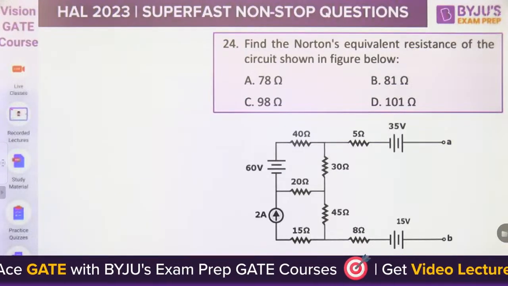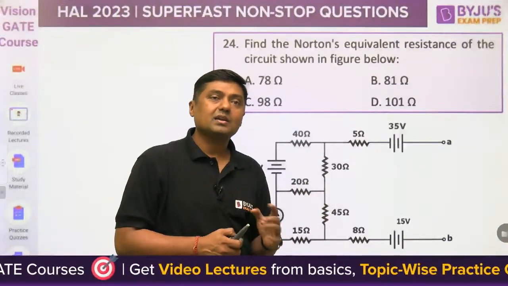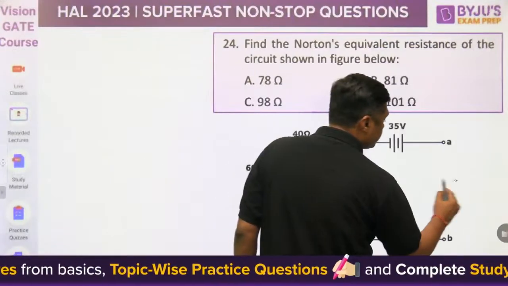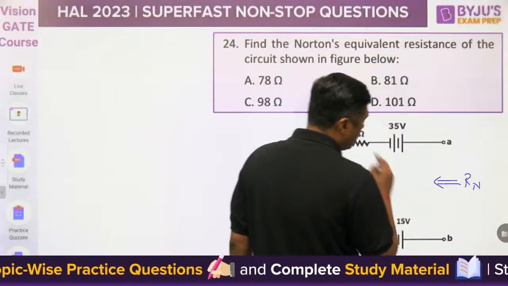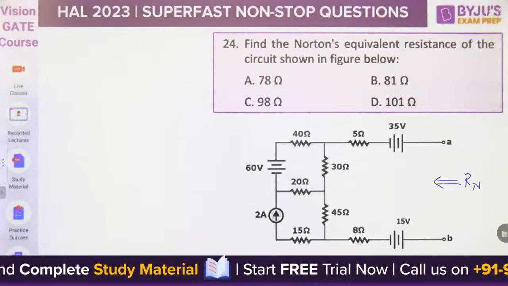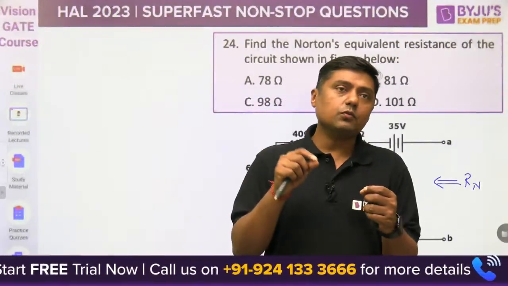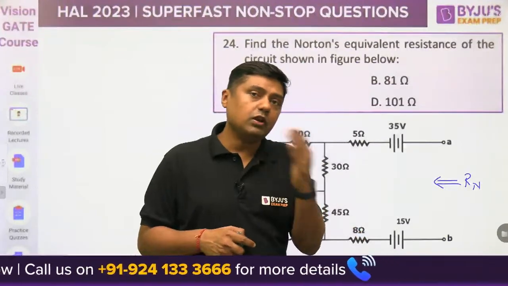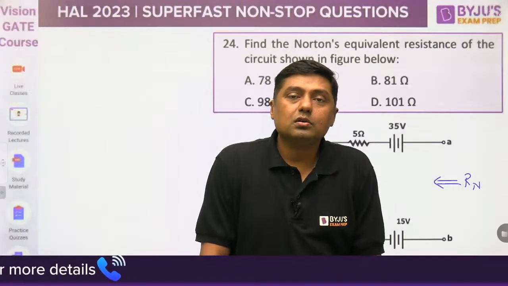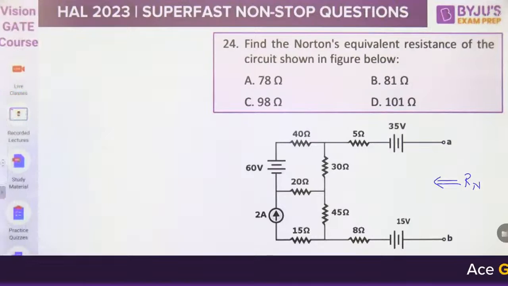Find the Norton's equivalent resistance of the circuit shown in the figure. Simple, very, very simple. We want to find the Norton's equivalent resistance across AB. Options are 78 ohm, 81 ohm, 98 ohm, 101 ohm. This is a self-test, guys. So please mark your answer, for example for question 24, and then I will give the answer. Check your answer, whether it is right or wrong. If it is right, then okay, give marks. If it is wrong, then simply work on it. What is the problem? What is the mistake? And so on.